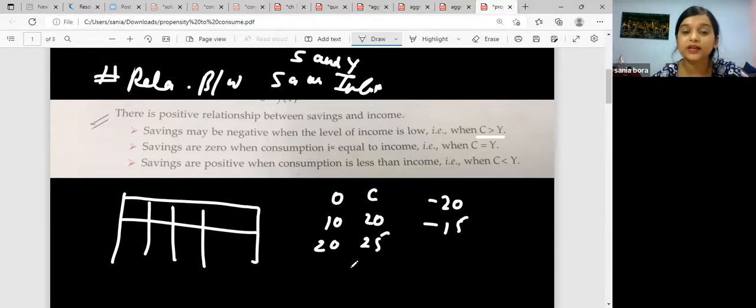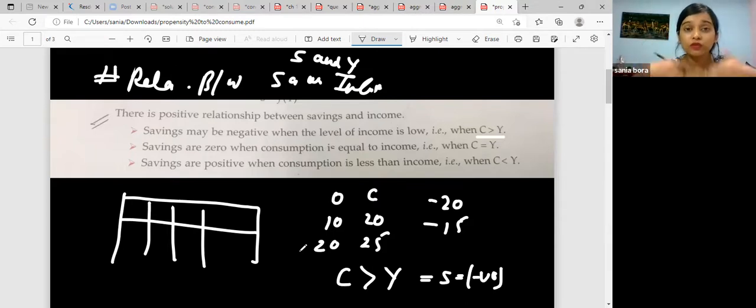If someone asks you, when C is greater than Y, that means you're consuming more than your income. Then what will be your saving? Your saving will be negative at that time. Why? Because if you are consuming more than whatever you are getting, of course it will be negative, right?